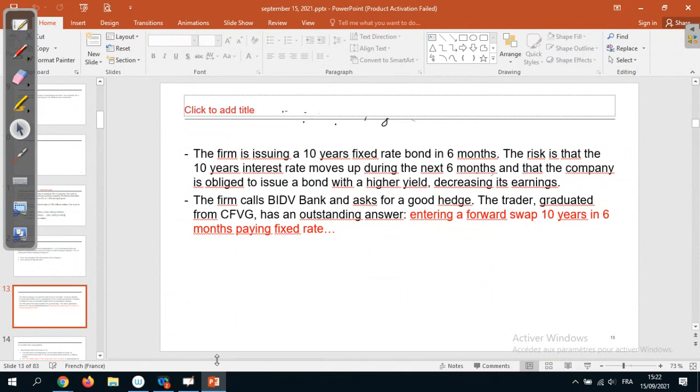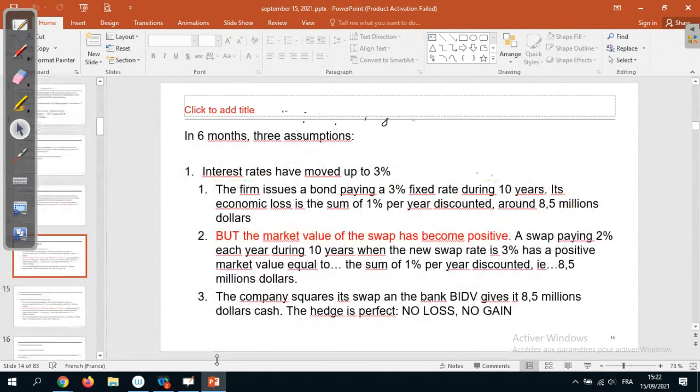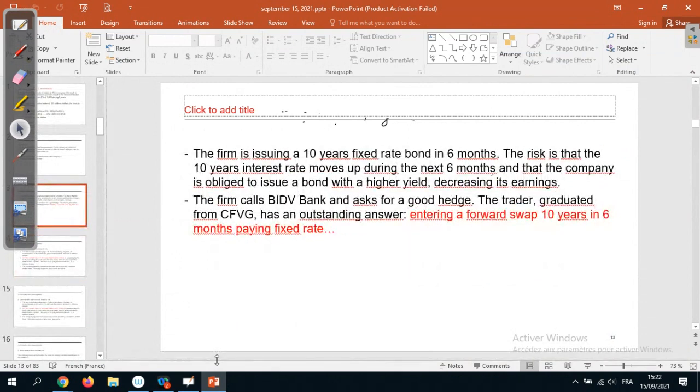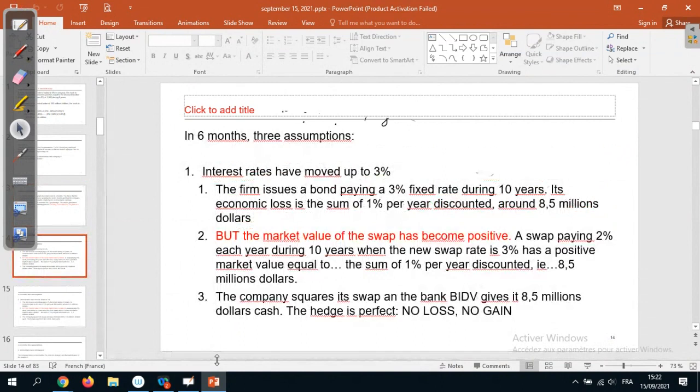If you understand that, before sleeping, you come back on this slide and you understand very well what it means. Entering a forward swap, 10 years in 6 months. You do that with your bank. You make a swap of 10 years, but the first exchange of flows begins in 6 months. In 6 months, what happens?